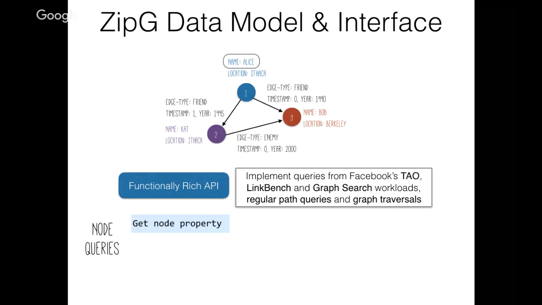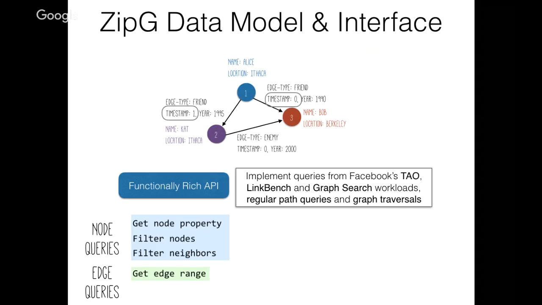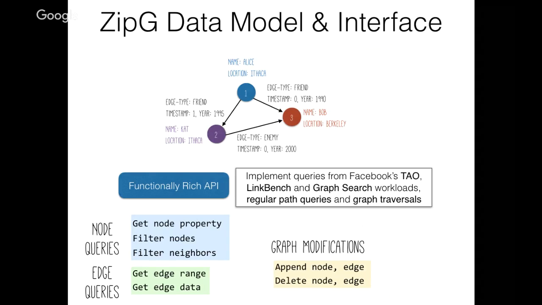Now this API is itself composed of queries on the nodes, where you might want to get a particular node's specific property, or you might want to filter nodes based on node properties, or you might want to filter the neighbors of a node that have a certain property. At the same time, ZipG supports queries on edges, where you might want to get all the edges that are incident on a node and lie within a certain time range. You might also want to get any data pertaining to any specific edge in the graph. Finally, ZipG also supports modifications to the graph data via append and delete operations on nodes and edges.